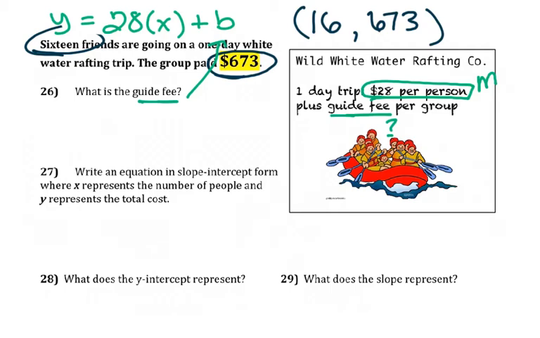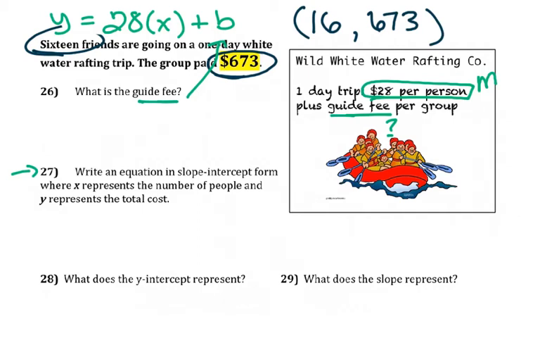Now I'm going to say right here, there are other ways that you can go about figuring this out, and I'm sure that many of you could do that. However, we are going to use this problem in the context of what we've been learning, the point-slope formula. So I'm going to skip down to 27. Write an equation in slope-intercept form. x is the number of people, y is the cost.